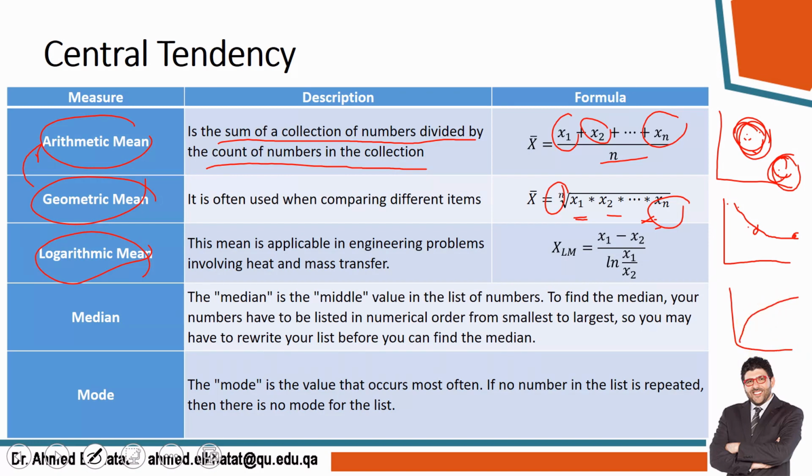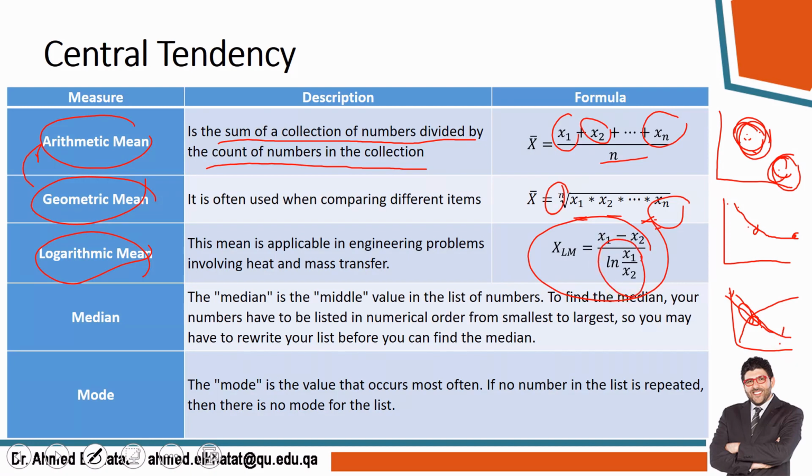it would be like this, or like this. The driving force, the concentration or heat, going from higher concentration to lower concentration, takes a shape or curve like this. So also if you want, for example, to find the average between two points, it's better to use the mean bulk temperature or mean bulk concentration. And the formula will be x1 minus x2 over ln x1 over x2.